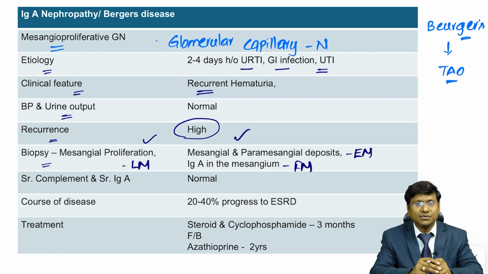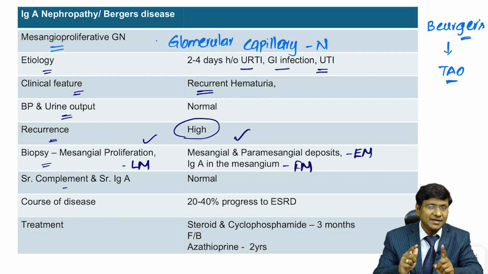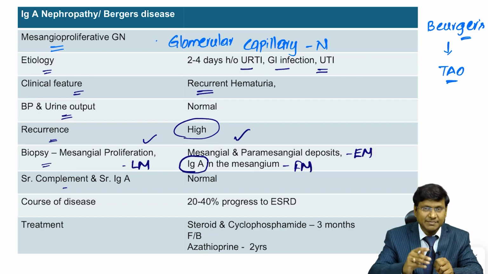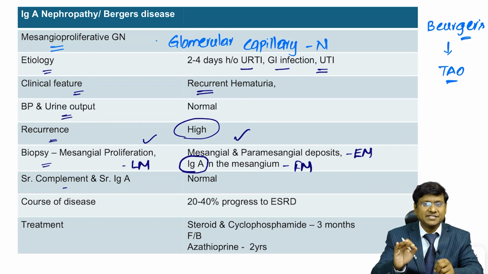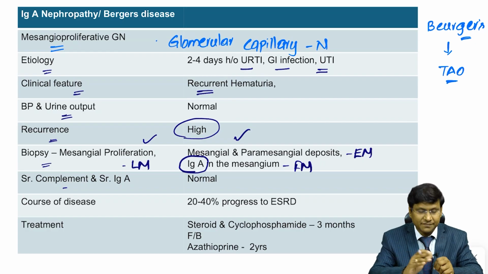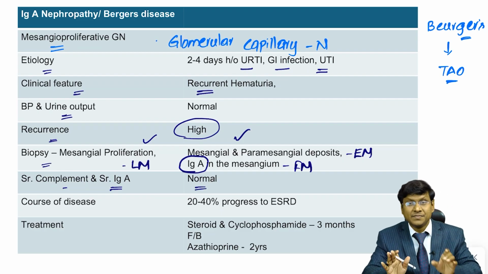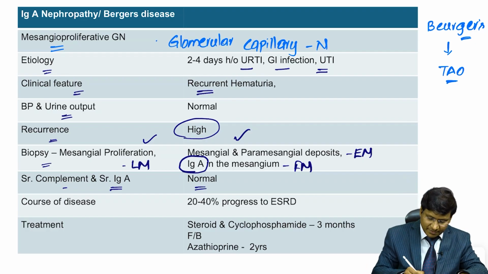And what will happen to the serum complement levels? The serum complement, so what is the criterion for diagnosis? The criterion for diagnosis is IgA in the mesangium. Okay, that means the presence of IgA in the mesangium is mandatory for the diagnosis of the IgA nephropathy. Whereas serum complement levels and serum IgA levels, they remain normal. So there is no role of serum IgA in the diagnosis of IgA nephropathy, and even serum complement levels also will remain normal.